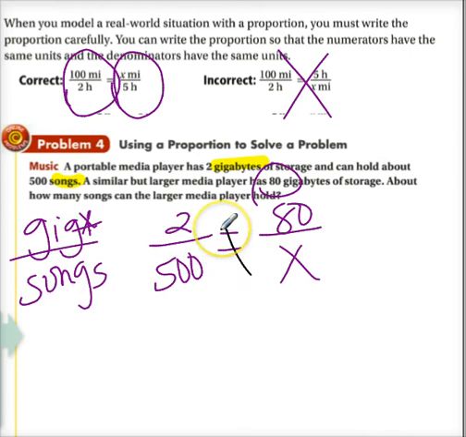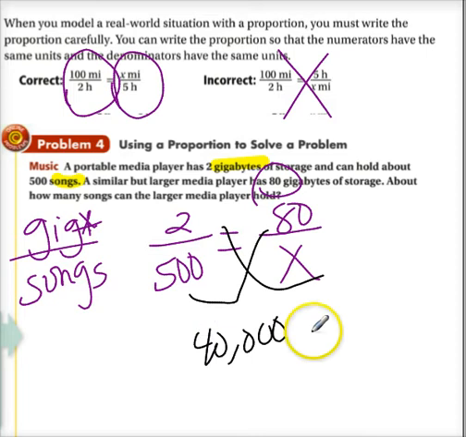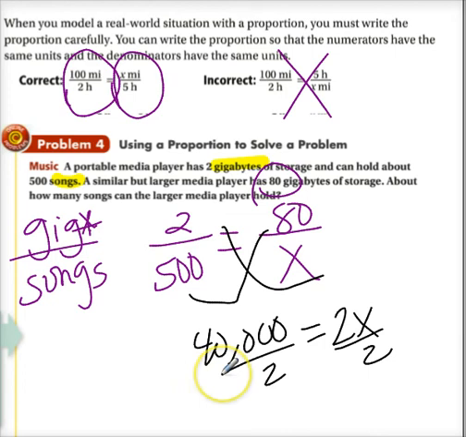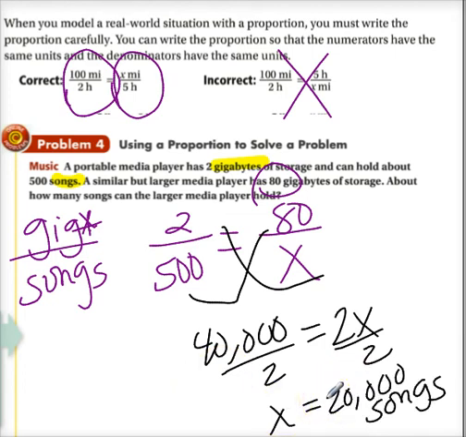So now I'm just going to cross multiply. 500 times 80 is 40,000. And 2 times x is 2x. Divide by 2. x equals 20,000 songs. Don't forget a label if you're doing a real-world problem. So just make sure you're setting up your proportions correctly.